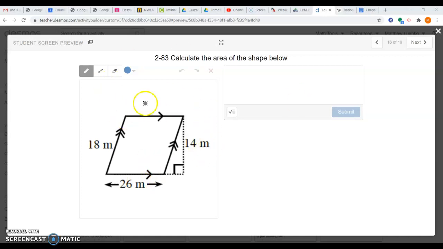Okay, here's a short video for problems 283B and D. The first one, part B here, is a parallelogram.